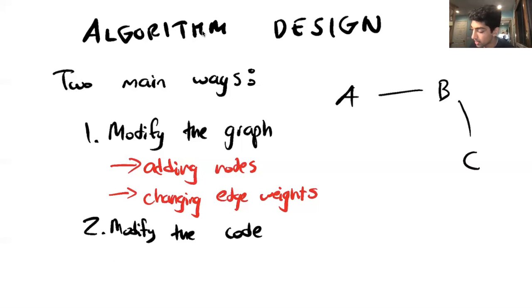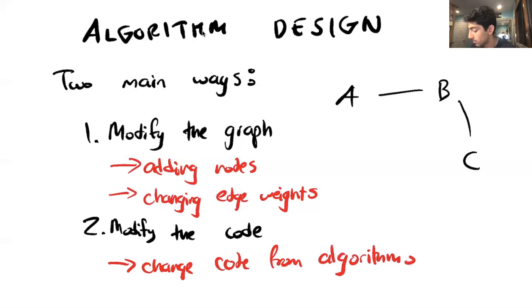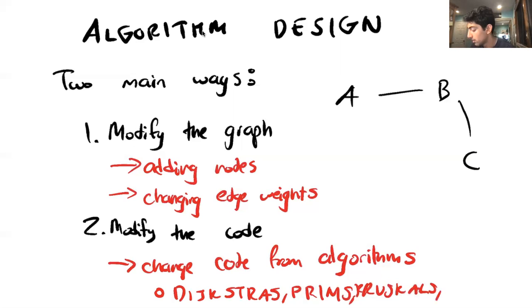So some problems may ask you, or may not, they're not necessarily going to ask, but a possible solution would be to change code from algorithms. Okay, some possible algorithms that are good to know are Dijkstra's, Prim's. Oh god, that's not how you spell Prim's. Kruskal's, and then BFS, and then DFS. Okay, so yes, this is my 2-minute spiel on how to approach algorithm design questions.